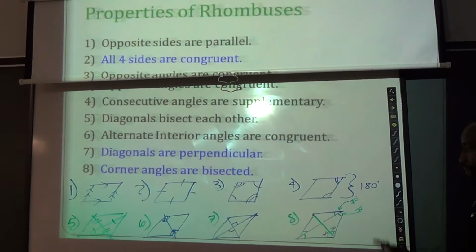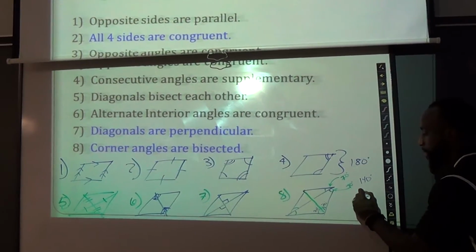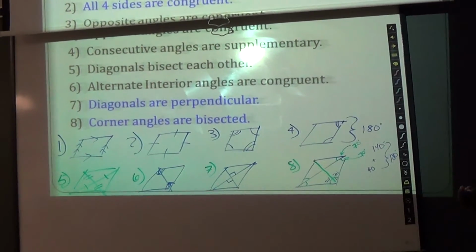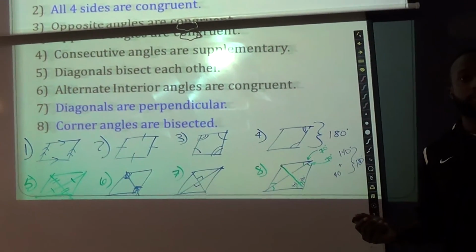So now you've got 70 and 70, that's 140. You've got 20 and 20, which is 40. You add those together, you get 180, supplementary. And those are your properties of a rhombus. Good.